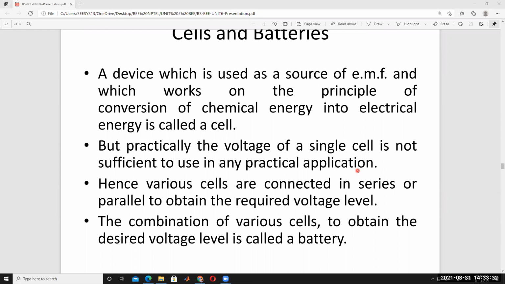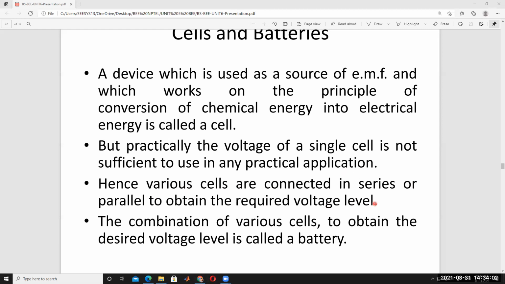So if you want to increase the capacity of the battery, you have to connect a number of cells in series and parallel. Then the rating of the battery increases, and that is called a battery. Various cells are connected in series or parallel to obtain a required voltage level. One single cell is not sufficient to meet the load.